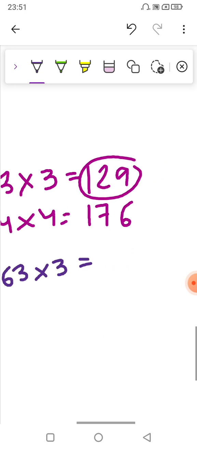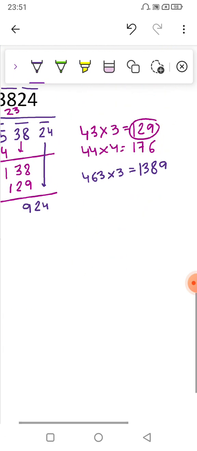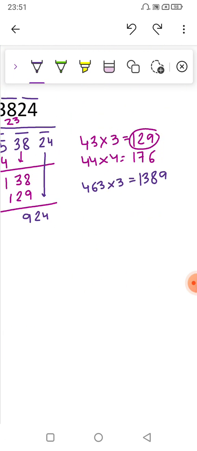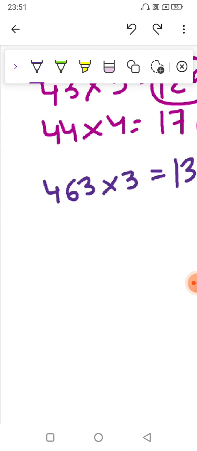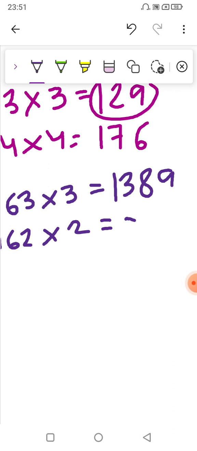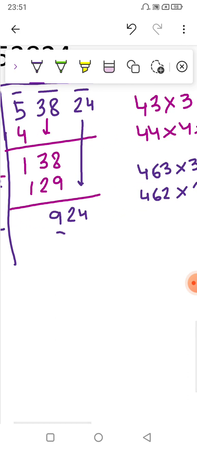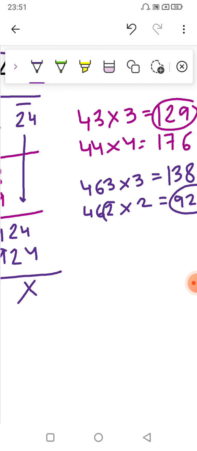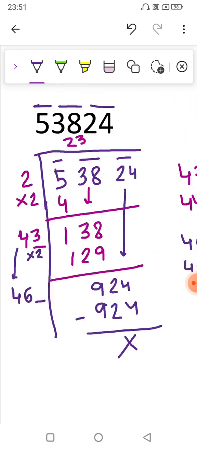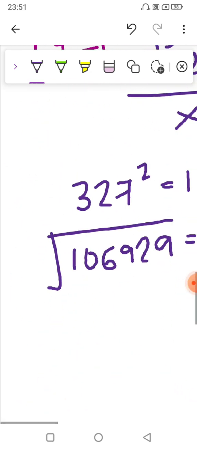We get 1389, and the number that we had is 924, so it is smaller. So we'll go for a smaller number, 462 into 2. Once we multiply it, we get 924. So 924 was exactly the number we were searching for. So my remainder is 0. So that is why 2 will be the number that we're going to place over here in this space.